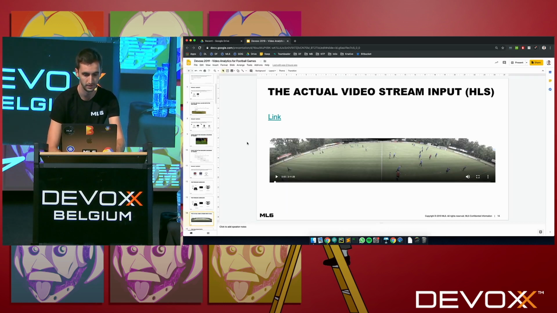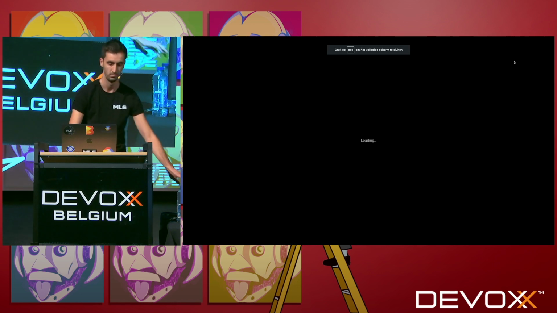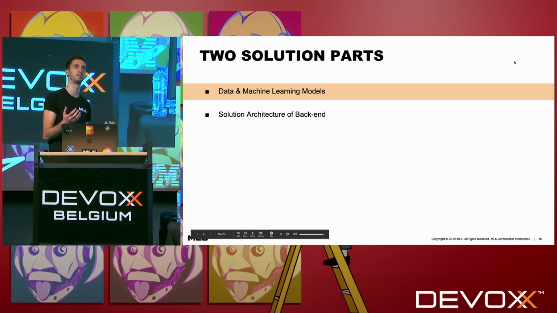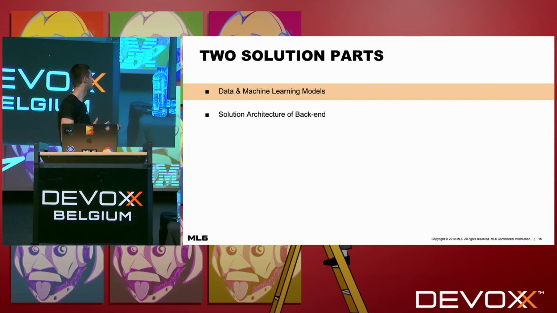Right, I'm going to go back to the presentation. So now that we have a brief understanding of the challenges that we're trying to solve, I'm going to talk you through two parts of the solution. The first part is mainly focused around what kinds of data we trained on and what our machine learning models look like. And then the second part is more related to the backend system, and there we're going to deep dive into some code. So yes, let's get into it.